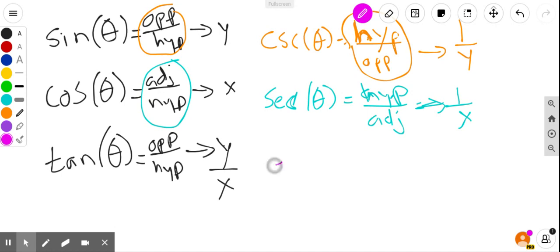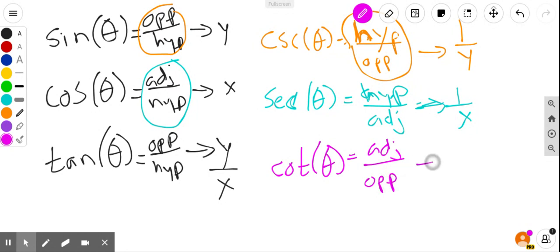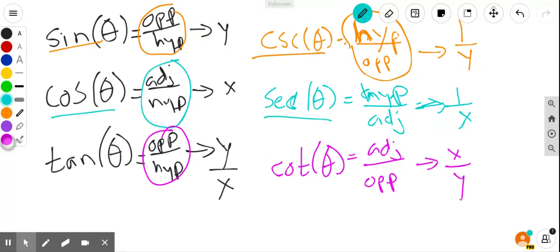If we're talking about cotangent, well, that's just adjacent divided by opposite. In this case, that turns out to be x divided by y, because again, reciprocals. So as long as I keep that in mind, I can get all 6 trig ratios, as long as I remember how sine can help me produce cosecant, how cosine can help me produce secant, and how tangent can help me produce cotangent.